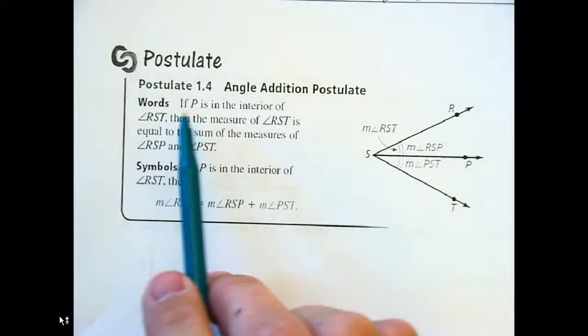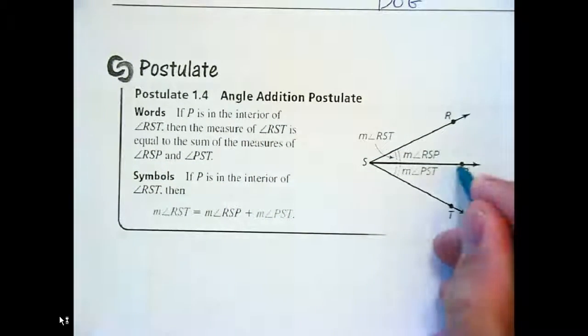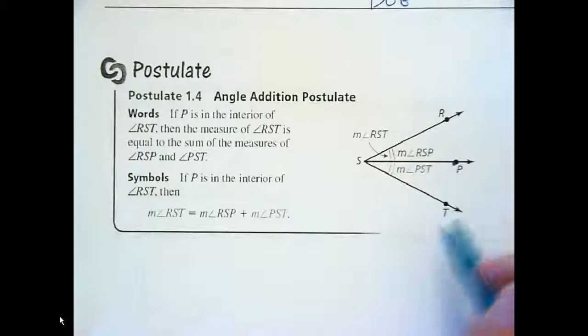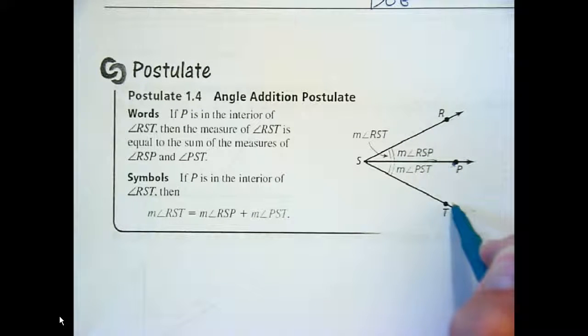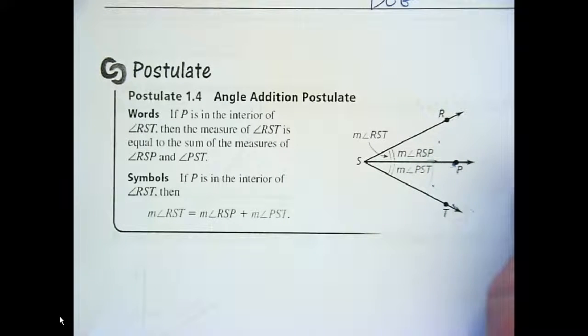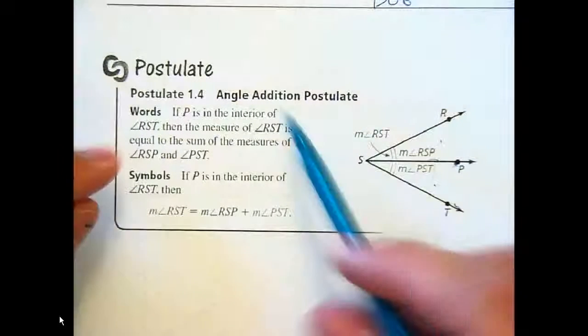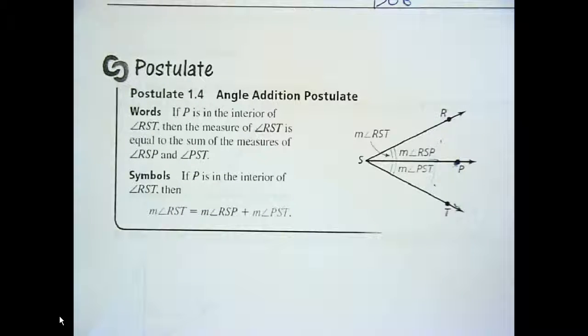Hey, angle addition postulate. If P is in the interior of angle RST, so in other words, right here, it's in this angle, then the measure of angle RST is equal to the sum of the measures of RSP and PST. So in other words, this angle plus this angle equals this whole angle. That's what it's saying. Now, how many of you came up with that? All right. So part of it's just learning to read math, and sometimes it'll feel like you're reading in a circle, or after you get through the first sentence, you're like, what? The more you do it, the more you analyze it, the easier it becomes.